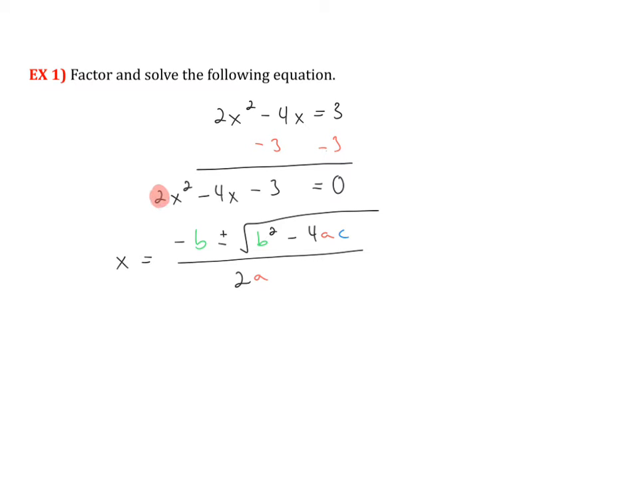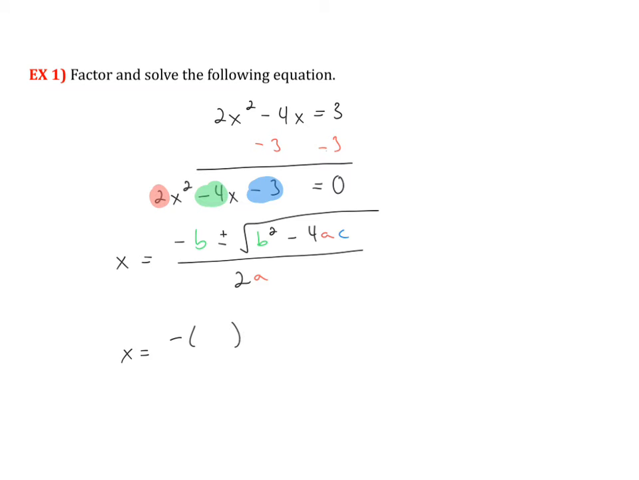So a is going to be 2. b is going to be a negative 4, because there's a minus sign in front of that 4. And c here is going to be a negative 3. So we need to make sure that we substitute in appropriately. So let's go ahead and do exactly that. x is equal to negative b. Now, keep in mind that this negative is a part of the formula, so I do need to write down that negative, but what I'm substituting in for b is an entire negative 4.